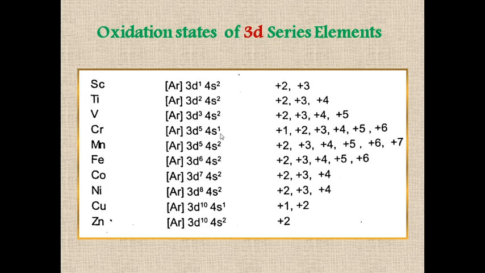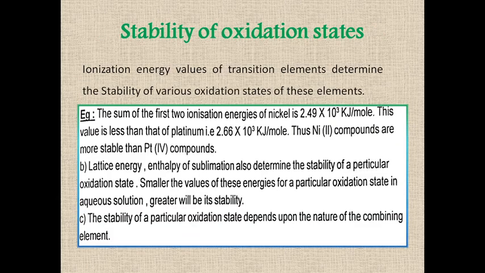is 4. Here the 3d7. There are another 2 electrons, and the 2 electrons will be paired. So that's why the maximum oxidation state comes from the outermost electronic configuration of 4s and 3d unpaired electrons. So these are the oxidation states of 3d series elements.